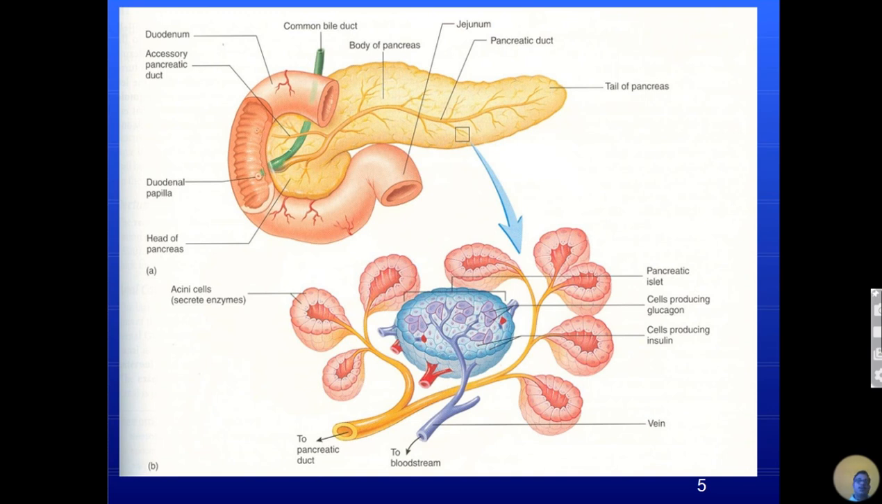Okay. So the hepatic duct, which is coming from the liver hepatocytes, and the cystic duct, which is coming from the gallbladder, both together join. Then it is called the common bile duct.